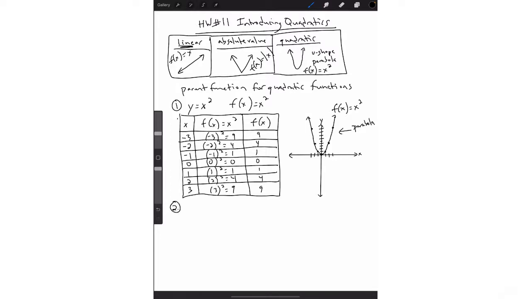Number 2 is y is equal to -x squared. Now I could go through and create this entire process column and f of x all over again. But all this is really saying is all the values that were created on the right side over here, I'm just going to make them all negative because I have this negative out in front.